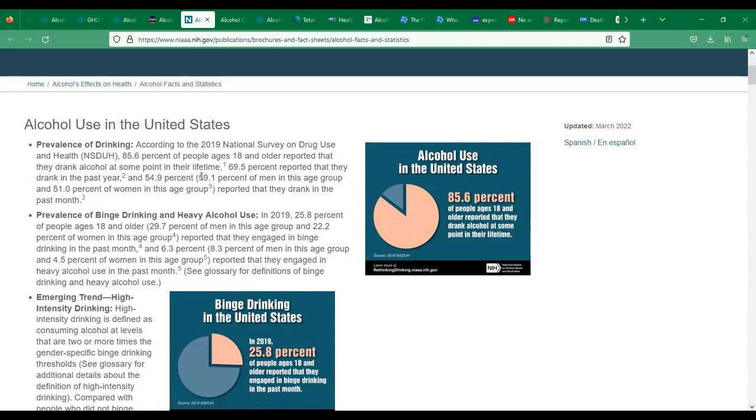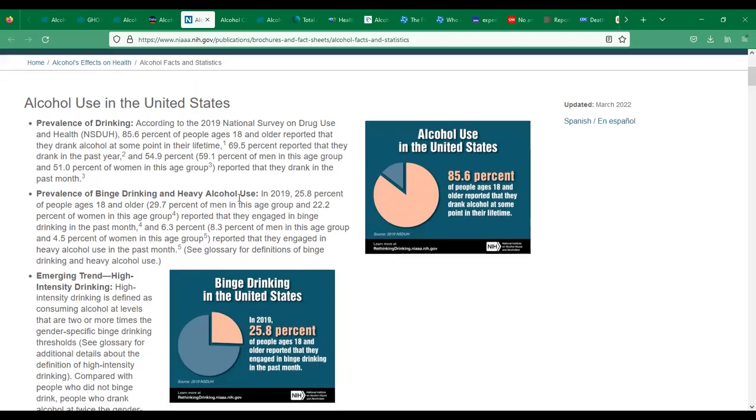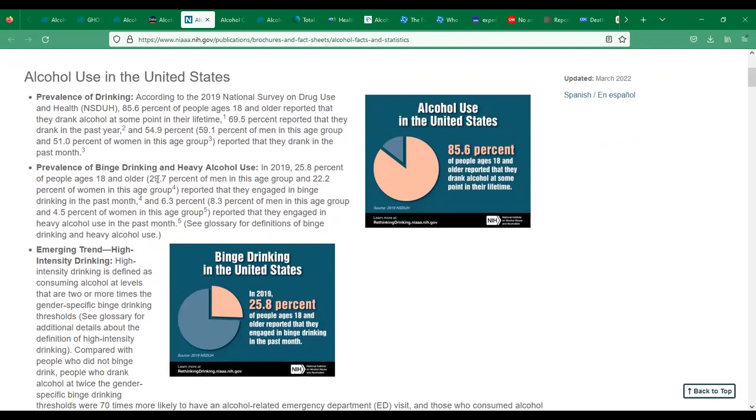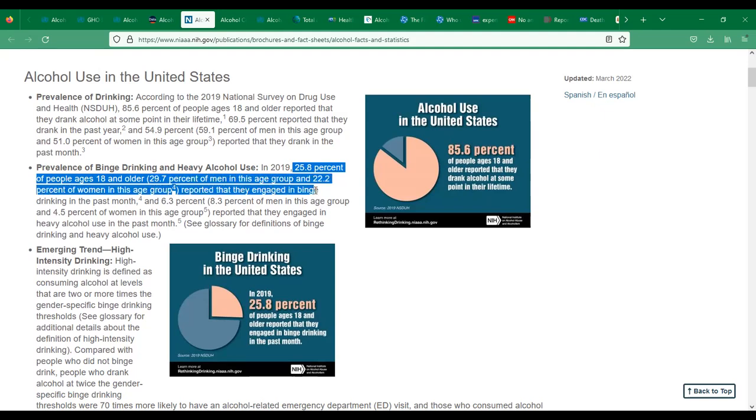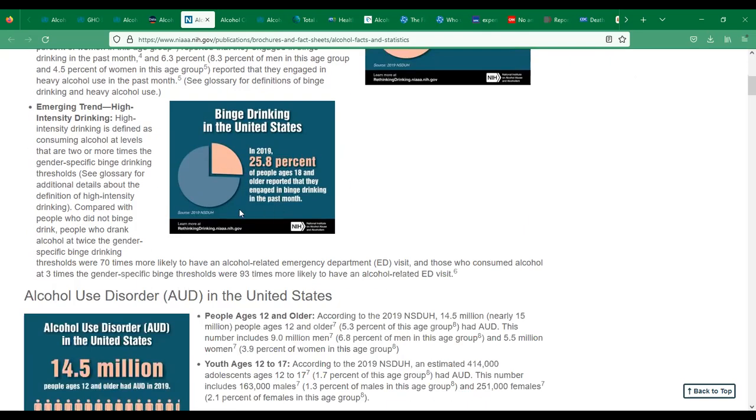So again, we have a high percentage of drinking across gender, with men drinking slightly more than women. Binge drinking and heavy alcohol use: 25.8% of people 18 and older reported they engaged in binge drinking in the past month. So that's heavy drinking. So it's 25.8%.